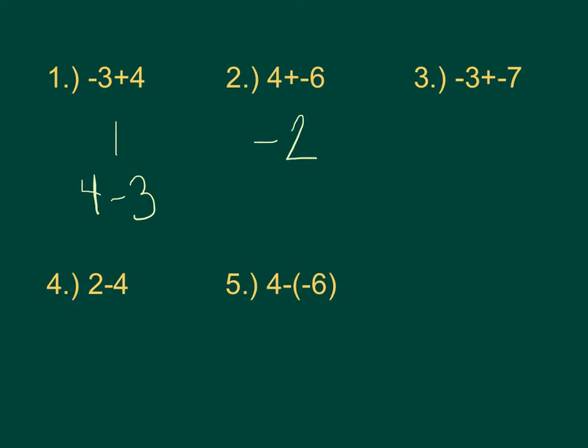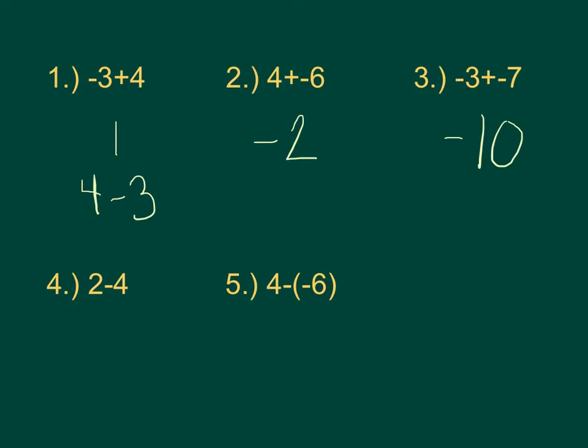Number 3, -3 plus -7. Here's where a lot of people get confused. You have 2 negatives. When you add them together, you're actually getting more negative. So it's like if I owe you $3, and then I owe you 7 more, now I owe you -10. So when they're both negative, you can just add the numbers and keep it negative.